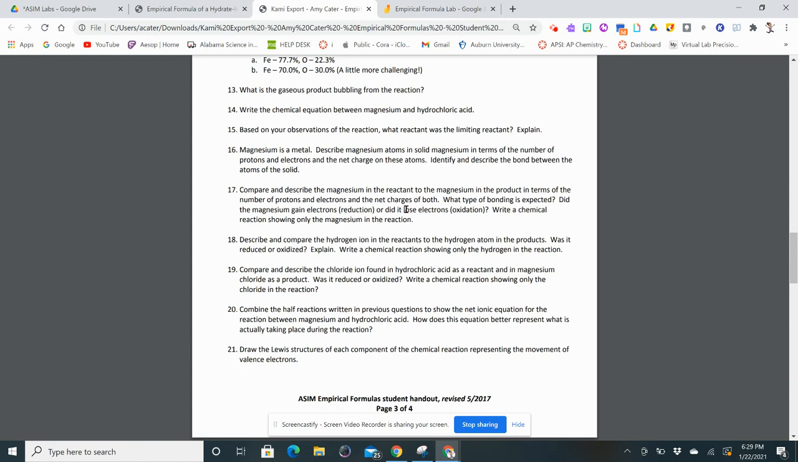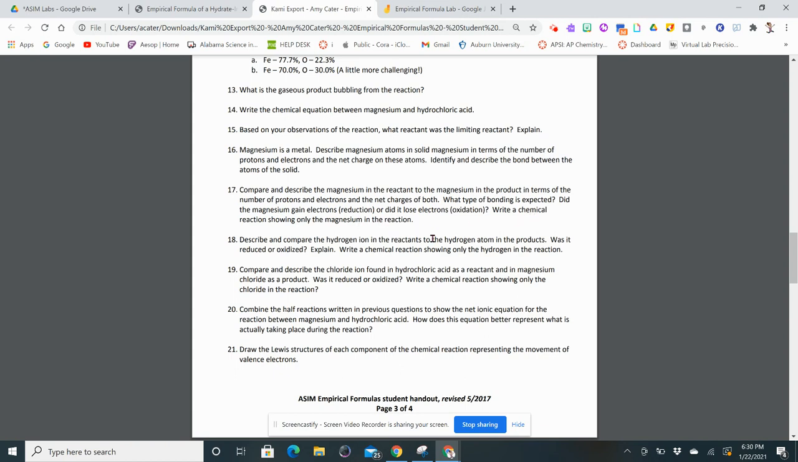17, compare and describe the magnesium in the reaction to magnesium in the product. So this one is just asking you why are they different? Is the magnesium metal different from the magnesium ion that's in magnesium chloride? And yes, it would be different. So the bonding is different because in the magnesium metal, it's metallic bonding. When it binds with the chloride or the chlorine, it becomes an ionic bond.